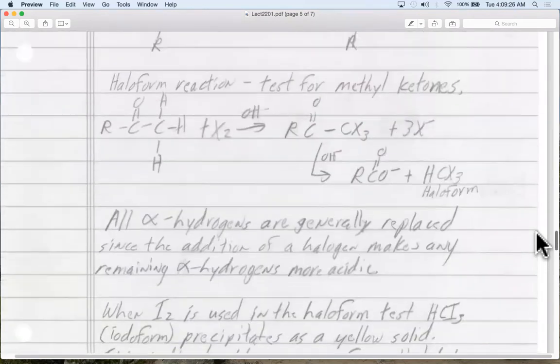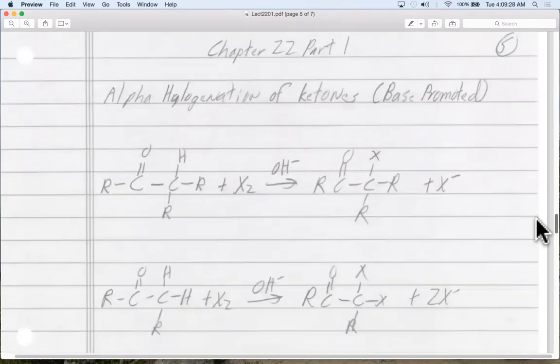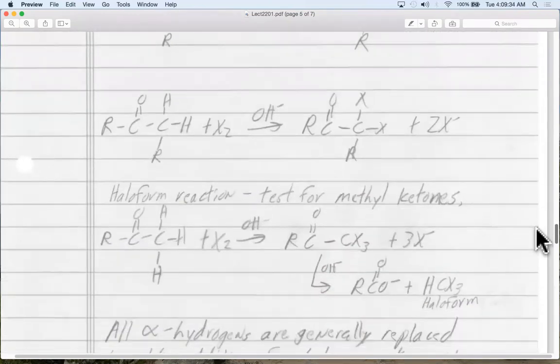So let's sum up this statement. If you have a halogen being reacted in a basic solution, it's going to polyhalogenate. It's going to replace all the hydrogens. And if it replaces all three of them, the reaction goes further to form the haloform and the unprotonated form of the carboxylic acid.